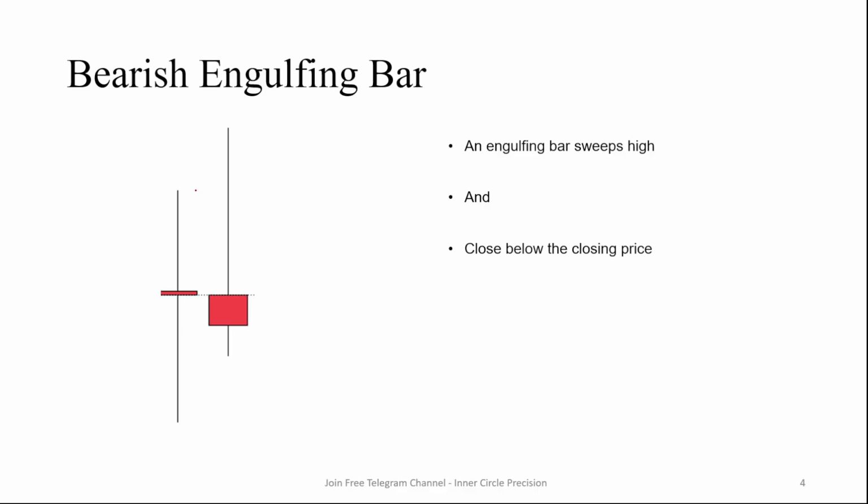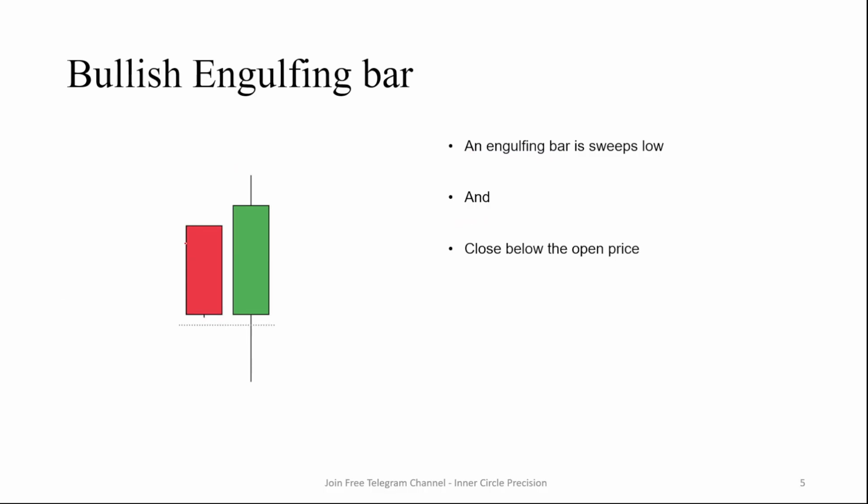Like in this particular case, this is a bearish engulfing bar, and an engulfing bar sweeps the high. In this case, it sweeps the high with this wick, and then it closed below the closing price. The closing price is this price, and we can see that it closed below this particular price. If we see an arrangement like this, we actually confirm or validate the engulfing bar. This is a bullish example.